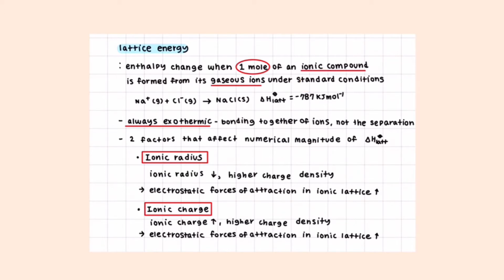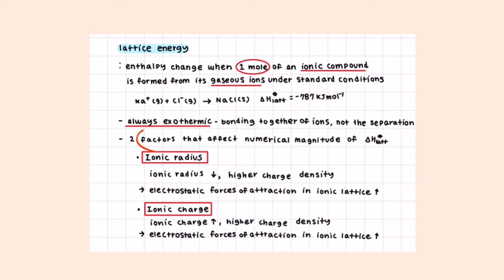And you have to remember that the lattice energy is always negative. In other words, it is always exothermic. This is because lattice energy involves the bonding together of ions, not the separation of ions. When ions are separated, they need an energy supply to overcome the forces of attraction between cation and anion. Therefore, separation of ions absorbs energy. However, when bonds are formed, energy is released.